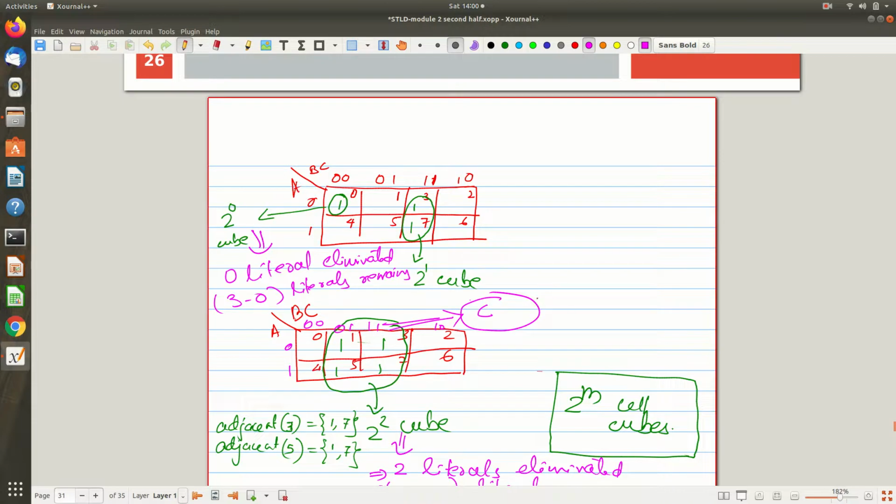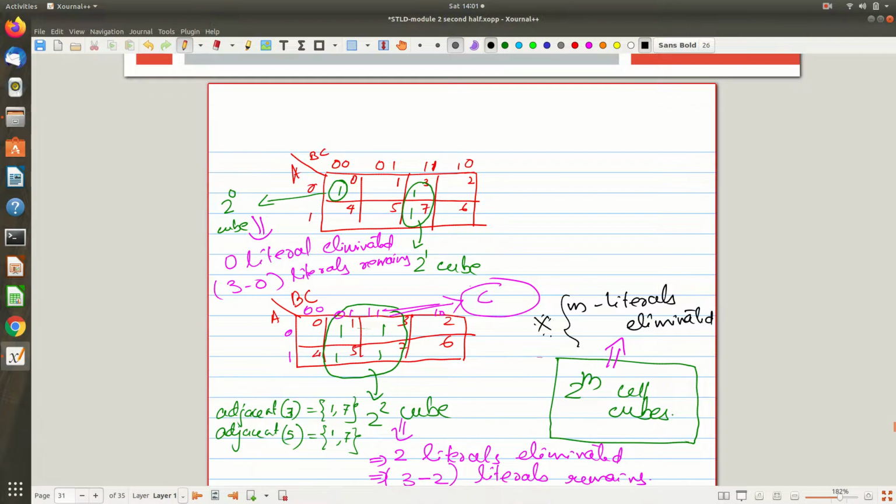That is the meaning. So when I have a 2 power m cell cube, you can see that m literals will be eliminated by this. Using this, m literals are eliminated, and you can just throw them away from the final simplified expression. And how many variables are there totally in the expression? Some n variables, then n minus m literals remain. Okay, so that is a general thing.